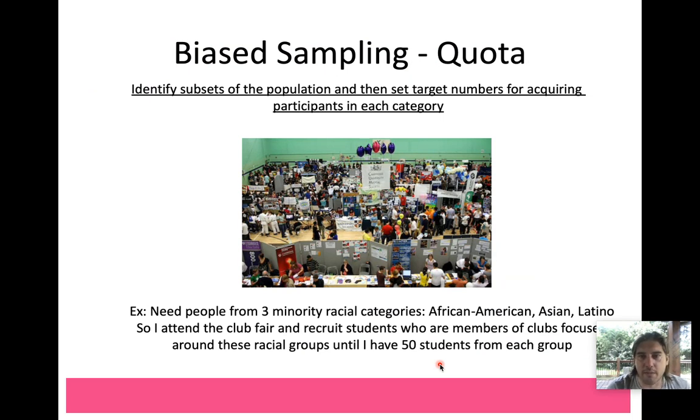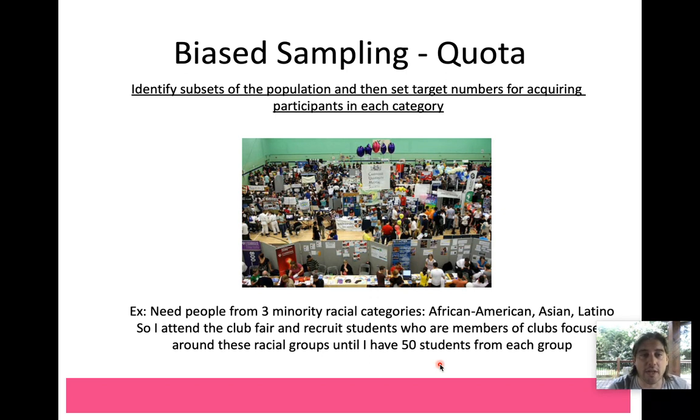And then quota sampling is biased. This one, I'm just gonna throw it out there, is going to be kind of difficult to distinguish from some of the sampling methods we're going to hear about later. So just stay on your toes about how to distinguish between this one and some of the others.